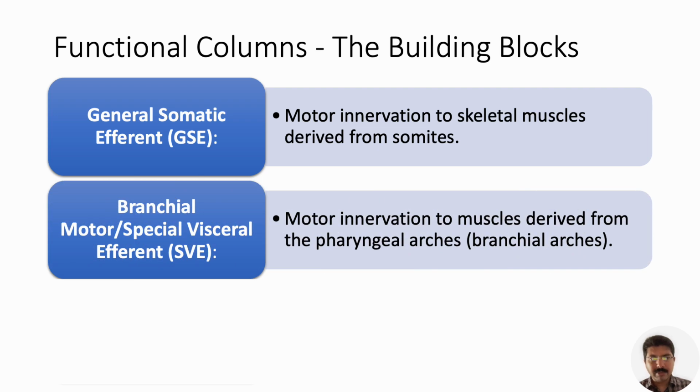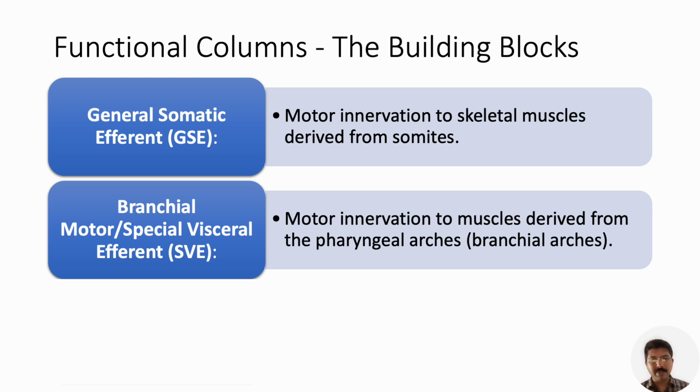The next is branchial motor, sometimes also called special visceral efferent or SVE. These are motor fibers that innervate muscles derived from the pharyngeal or branchial arches during embryonic development. These arches give rise to structures in the head and neck.